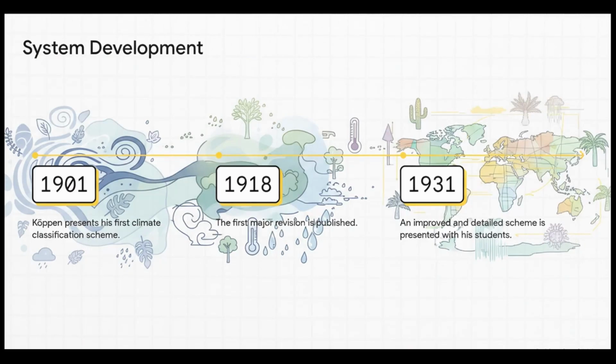Now, this wasn't some idea he just cooked up overnight. Nope. His system was carefully refined over decades. But the core idea always stayed the same, focusing on the two things that matter most to any plant: temperature and rainfall. It's that simple.